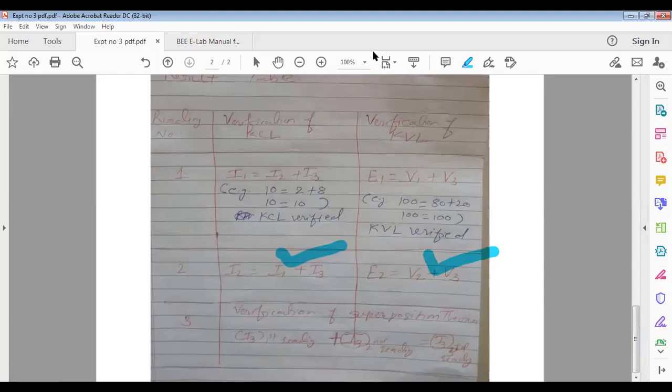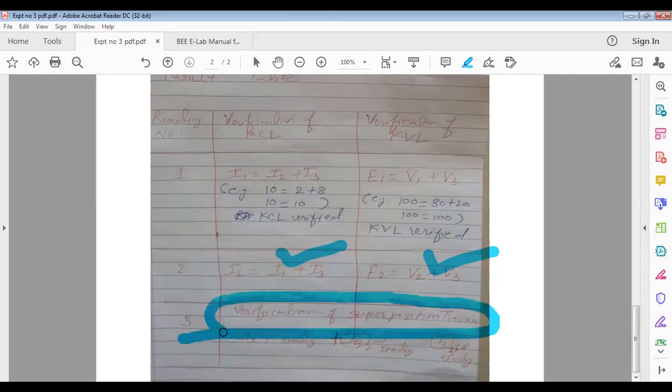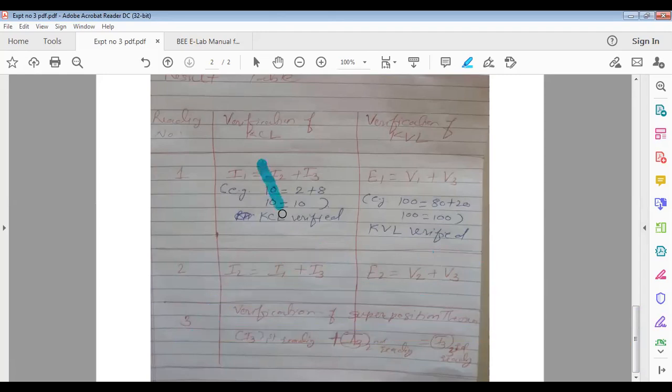Clear? And now read the third one. Third one is what? Verification of superposition theorem. Okay. Means here also 4 lines you have to write. Here also 4 lines. Clear? Got up to this? Now the last one, verification of superposition theorem.